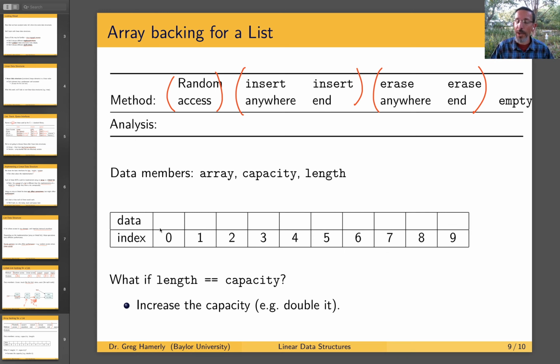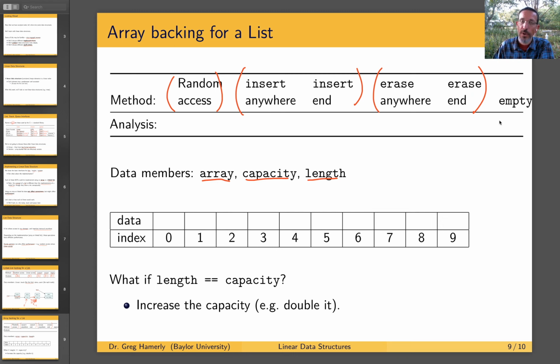Now, for an array-backed list, I'm going to have the array itself, its capacity, and its length. Now, what's the difference between capacity and length? Well, the capacity is 10 in this case. It's the size of the array. It's how much I can hold before I have to reallocate the array. And the length is how many items are actually being stored currently in the list.